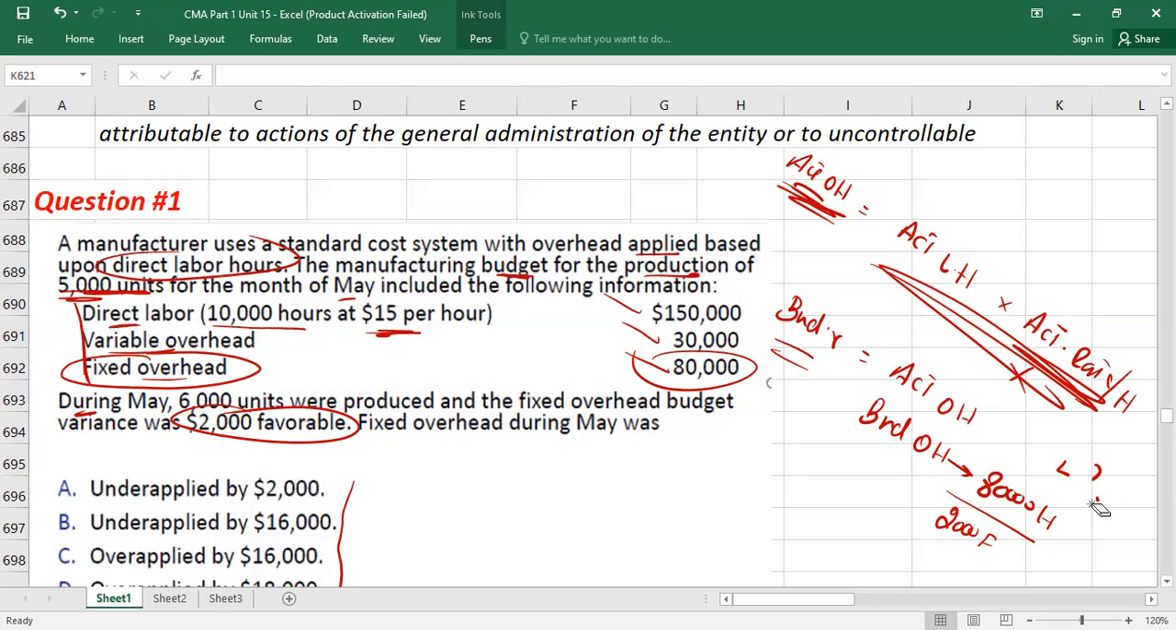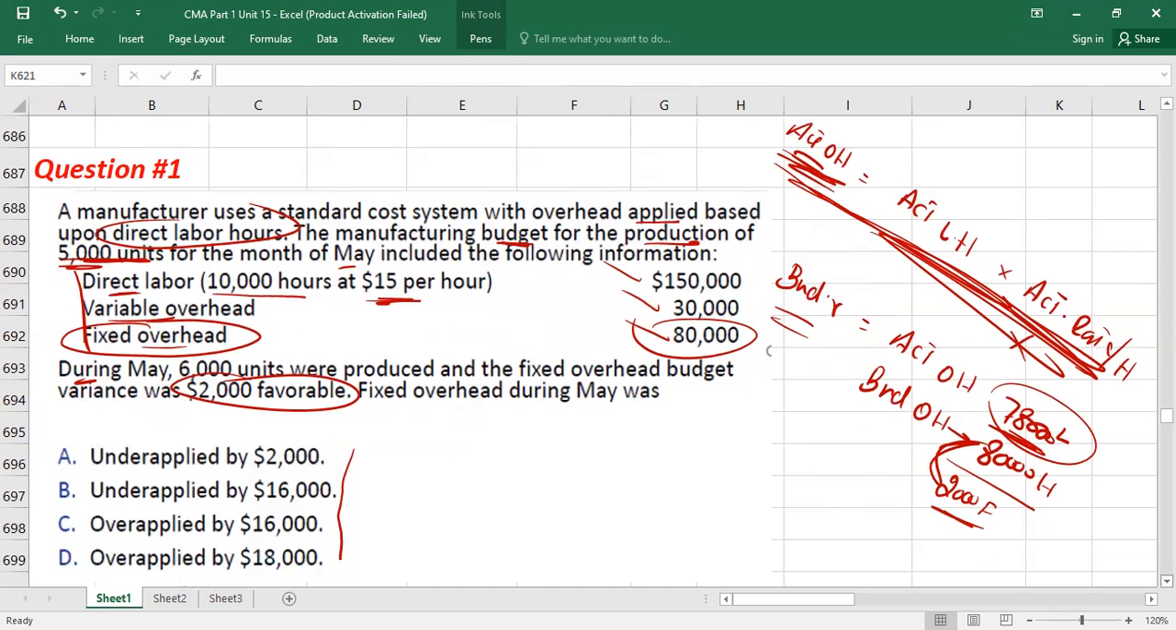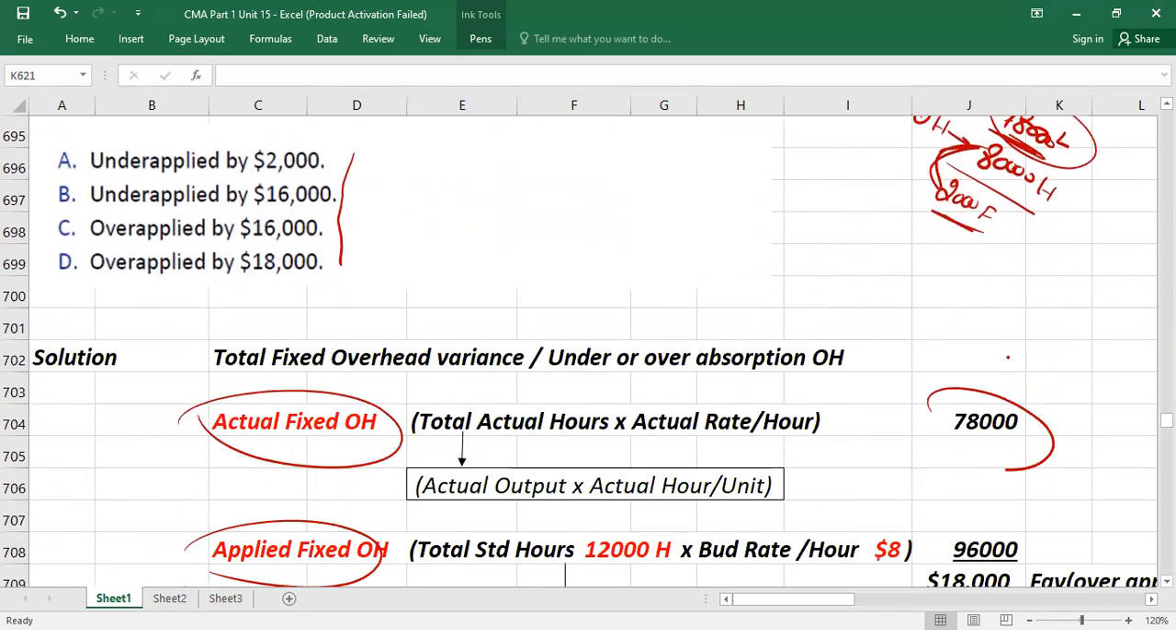Tell me here. The first line should be lower, the second is higher, so the variance should be 2,000 favorable. If the second line is 80,000, it means the first line should be what? 78,000, or simply the difference of these two values should be the first line. I got the actual overhead. I could not find it the other way, but this way I found it. So I wrote 78,000. So the first line, actual overhead, I got it.